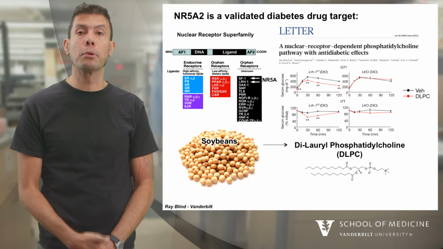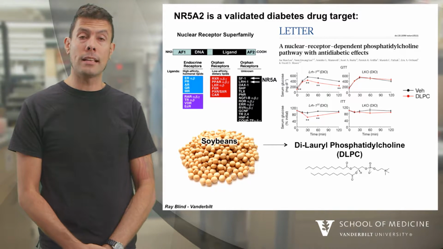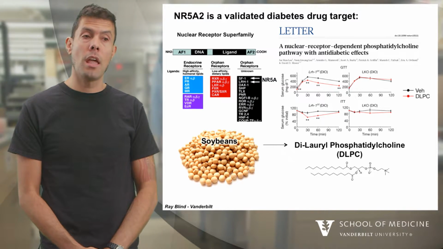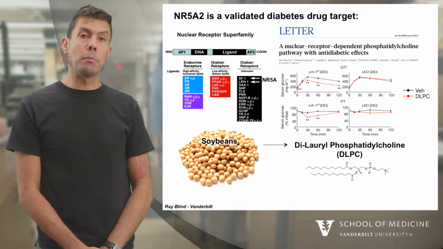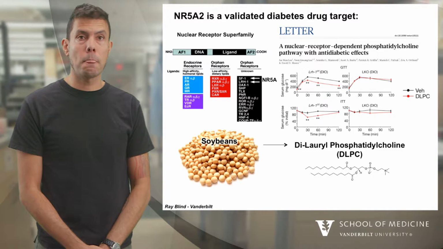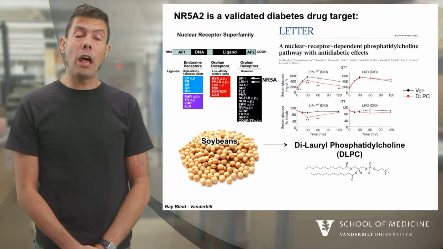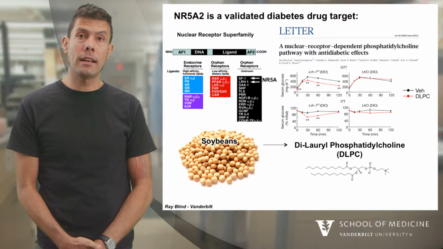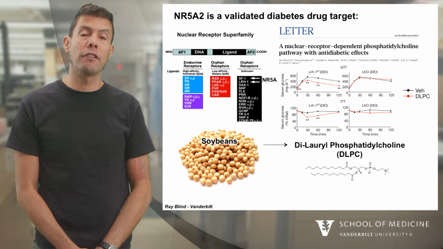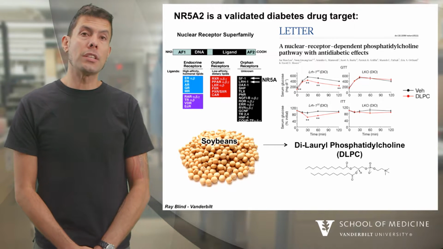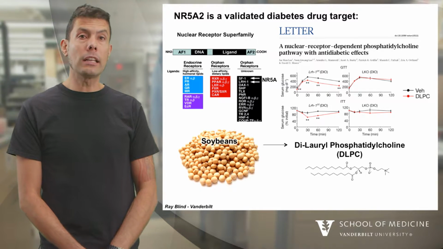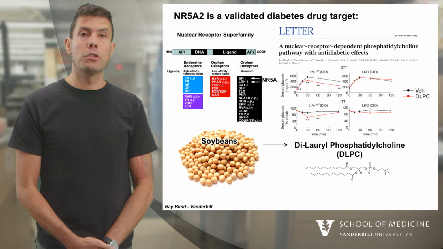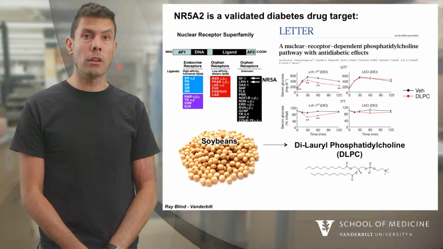And that is essentially an improvement in the diabetes that's afflicted upon these animals in the form of a diet-induced obese state. So it's more reflective of type 2 diabetes than type 1 diabetes. Also, what they found was that these effects were completely dependent on this nuclear receptor called NR5A2 that I've been talking about. You can see on the far panel that in mice that lack NR5A2 in the liver, they completely lose the ability of DLPC to modulate glucose homeostasis.